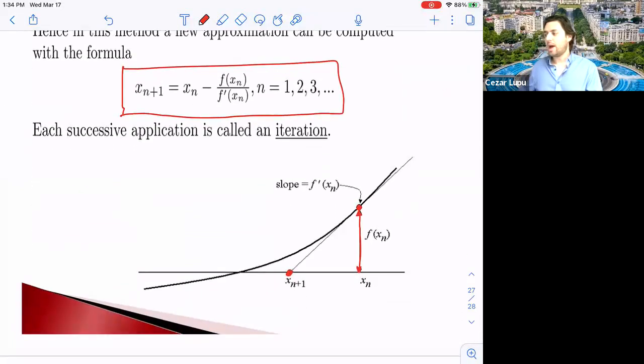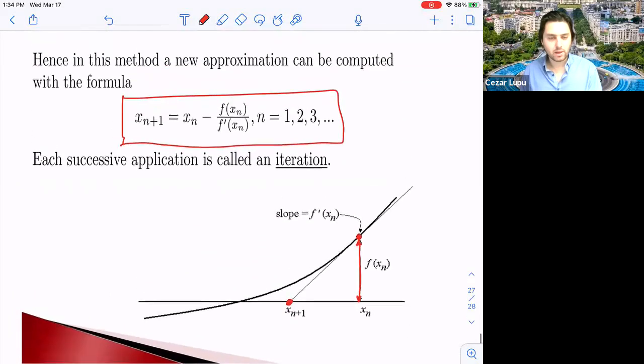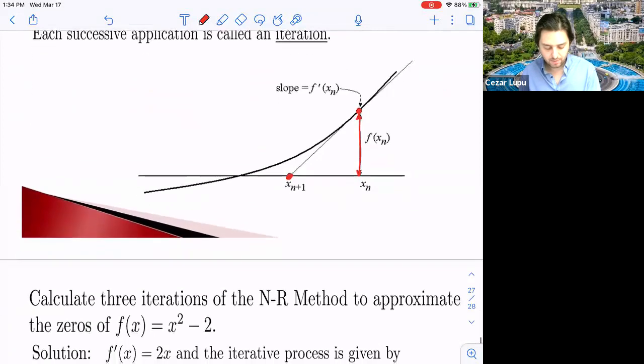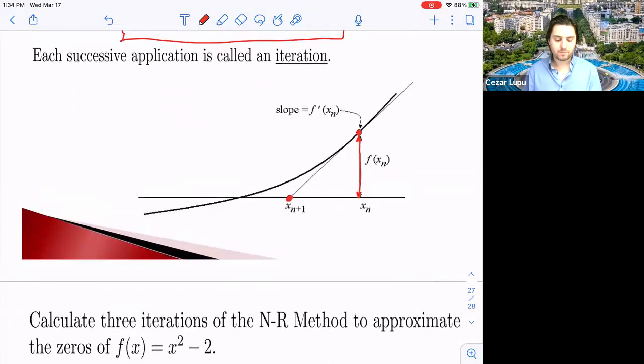So we can iterate. All right. Now let's see an application. I'm dying to show you this application. It's a very nice application. Look. I would like you to look at this. Calculate 3 iterations, only 3 iterations, of the Newton-Raphson method to approximate the zeros of this function. Well, can you tell me what are the zeros of this function?